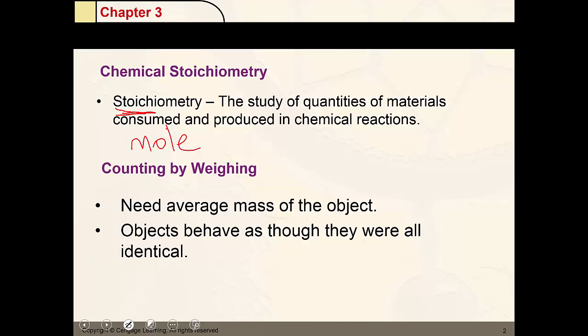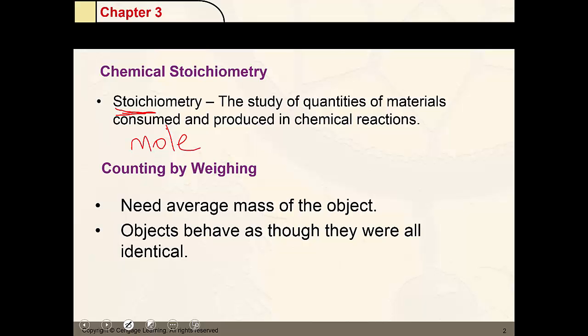But first, in order to do that, we have to weigh a certain object, and you cannot get the mole just by weighing an object. So that's where we get the average atomic mass on our periodic table. We get many of those atoms, and we get the average mass of those atoms, and we use that as the mass of every single atom.